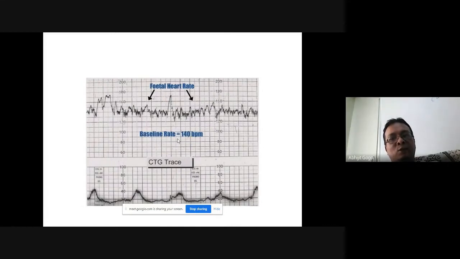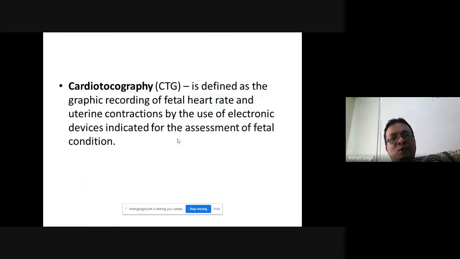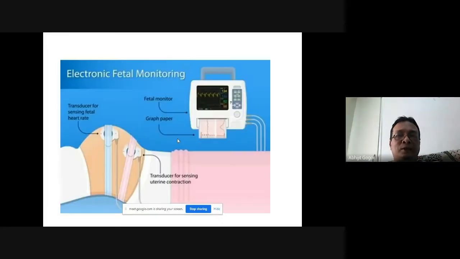So this is cardiotocography, a graphic recording. From it, we can understand the condition of the fetus, the condition of the mother, what the uterine contractions are, and how to calculate the heart rate. It's another form of ECG, you can say. This is the method by which cardiotocography is done, and it is not an invasive procedure.